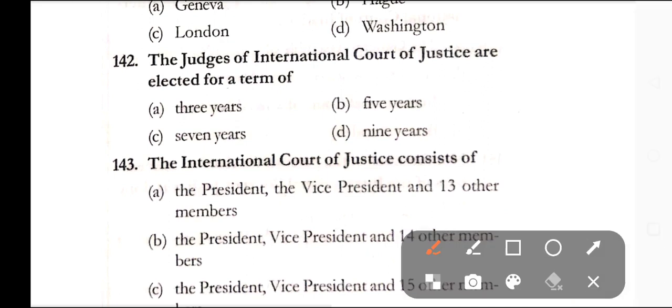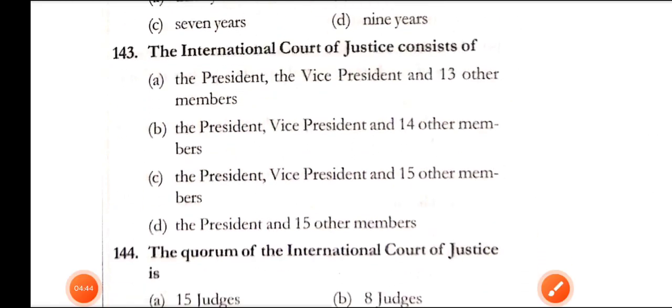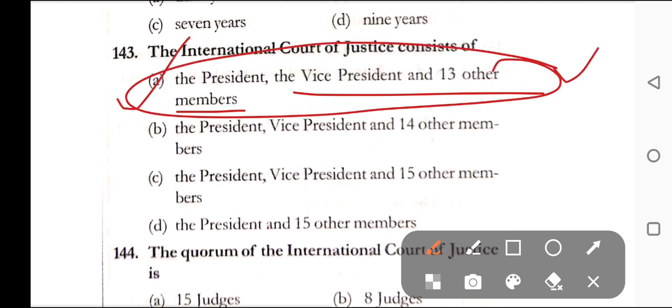Question number 142. The judges of the International Court of Justice are elected for a term of 3 years, 5 years, 7 years, 9 years. Correct answer is option D, that is 9 years. Question number 143. International Court of Justice consists of option A, the President, the Vice President, 13 other members; the President, Vice President, 14 other members; President, Vice President, 15 other members; the President and 15 other members. Correct answer here is option A, the President, Vice President and 13 other members.